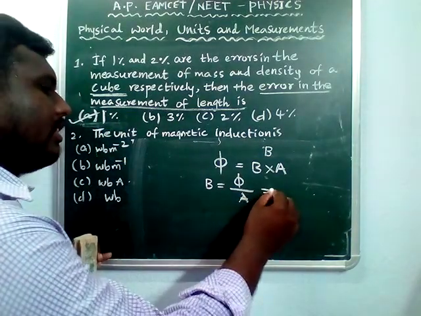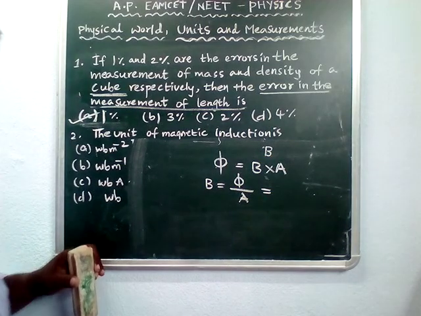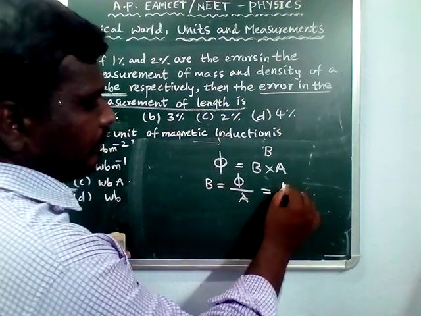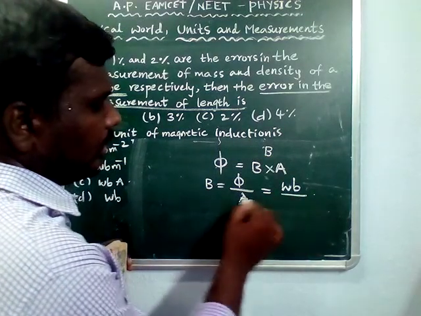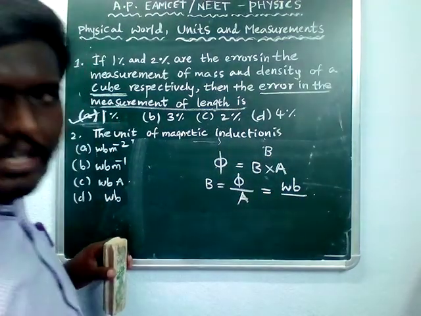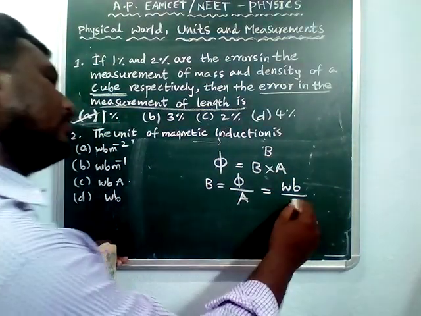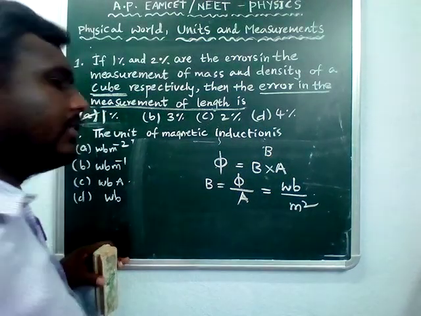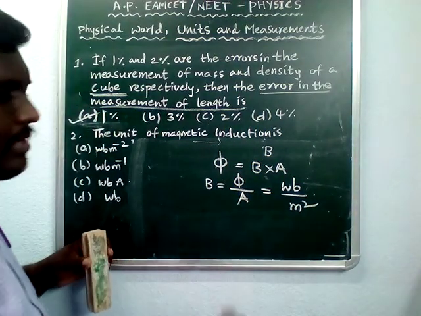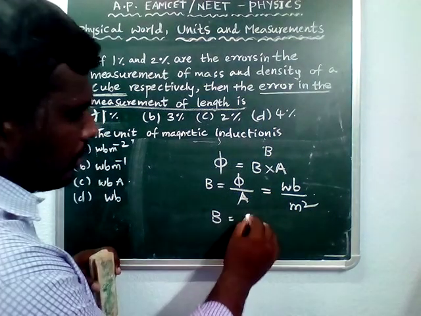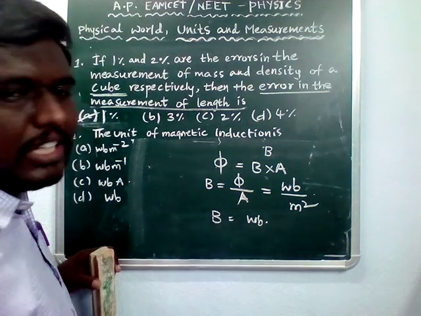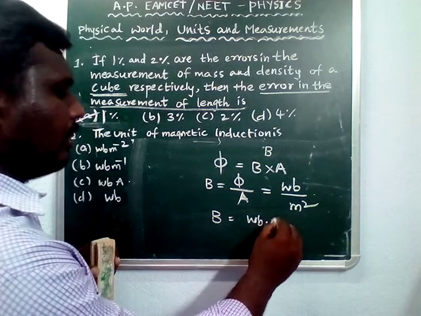Here phi is the magnetic flux. The unit of magnetic flux is Weber. Understand? So here it is Weber by area, unit cross section area, where area is in meter square in SI form. So what is the magnetic induction unit? Here B is equal to Weber per meter square, which is in the form of meter inverse 2.